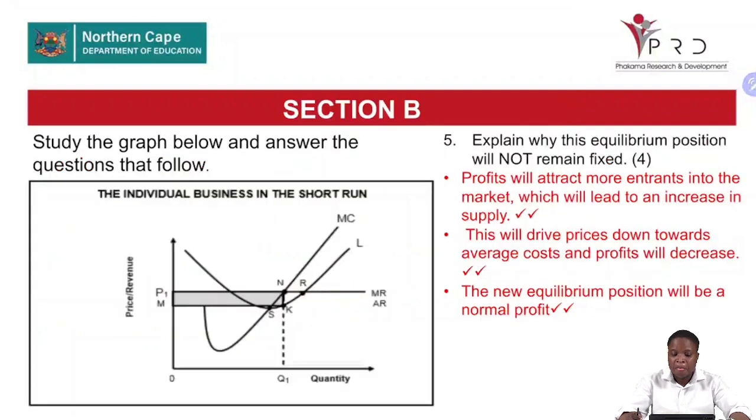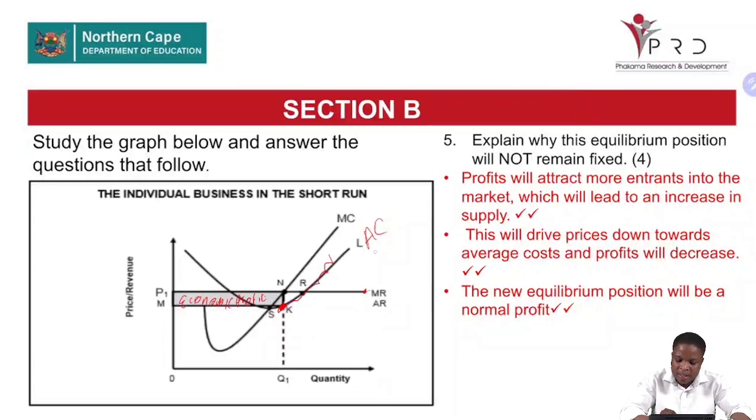Question number 5. Explain why this equilibrium position will not remain fixed. What is the equilibrium position? This AC here, the equilibrium position is economic profit. This is economic profit. Why is it economic profit? The AC is here, it's below AR. So it is economic profit.